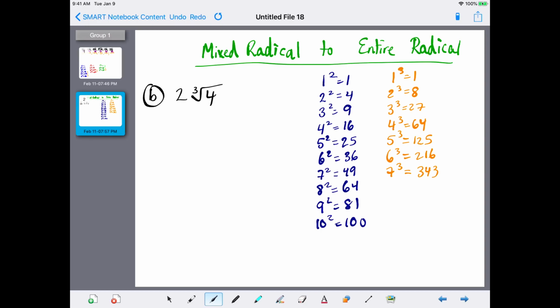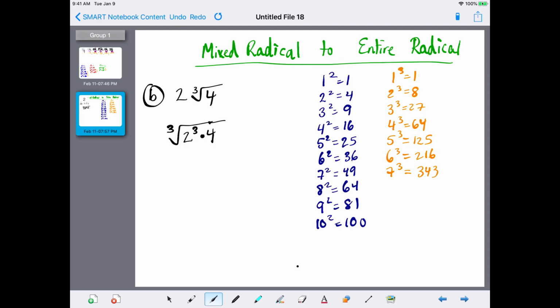Okay, so in this one, we have 2 multiplied by the cube root of 4. So again, how would we have gotten that 2 out? Well, we would have cube rooted a number to receive 2. So to put it back in, we raise the number that's outside, the 2, to the exponent of 3, which is the index. So we have the cube root, and now we have 2 cubed multiplied by 4.